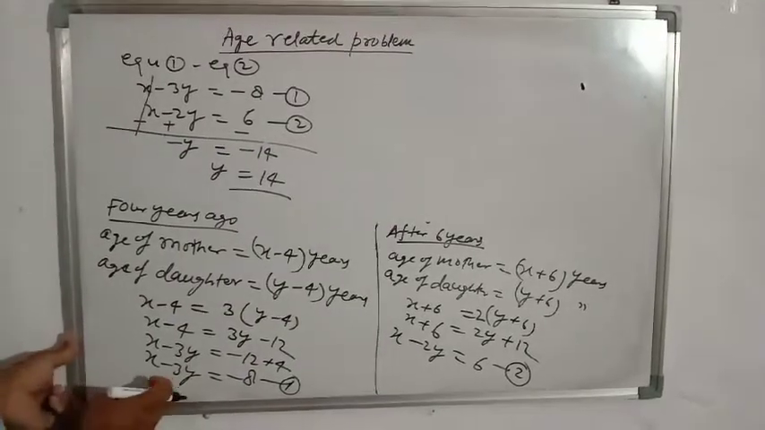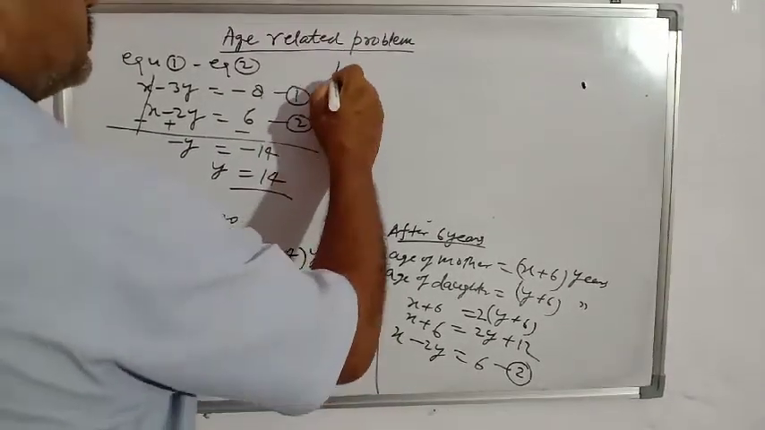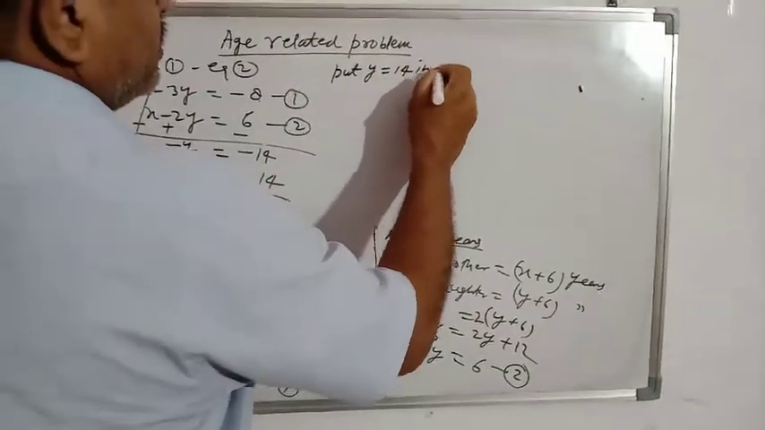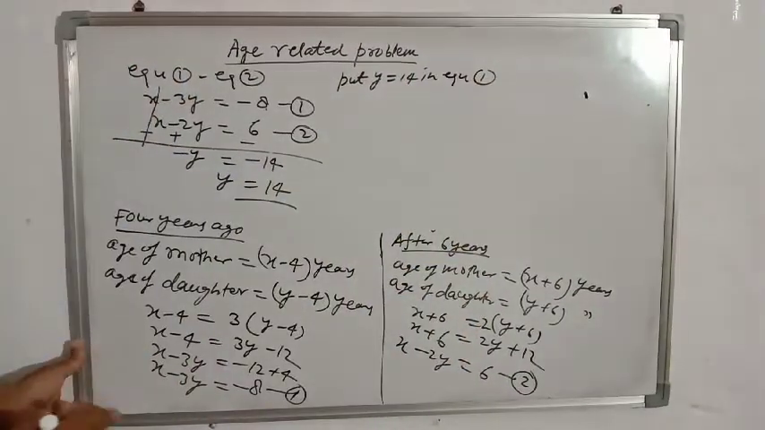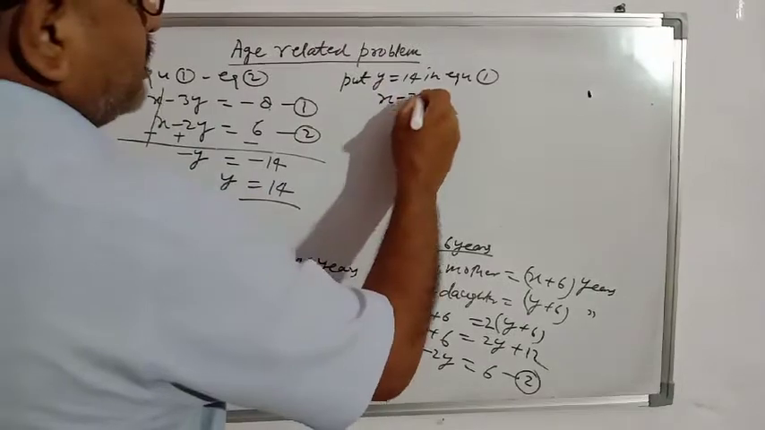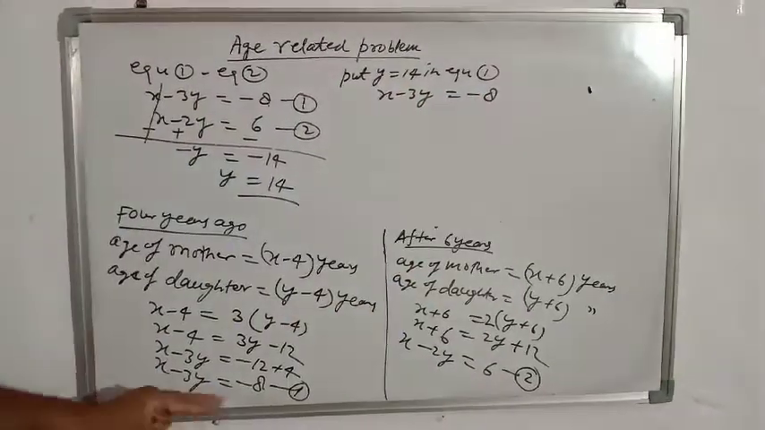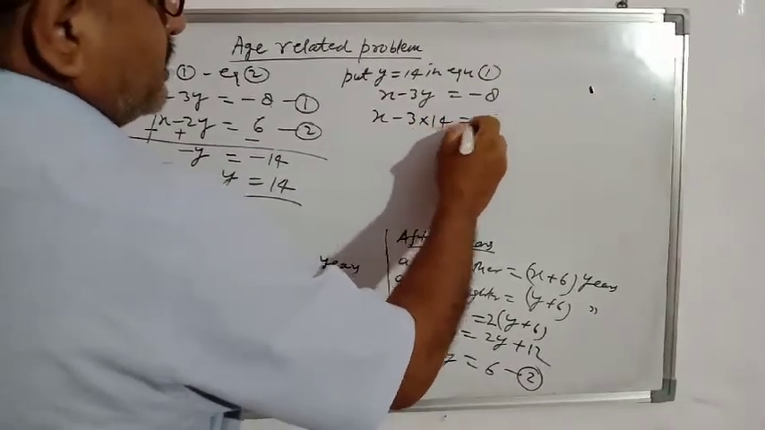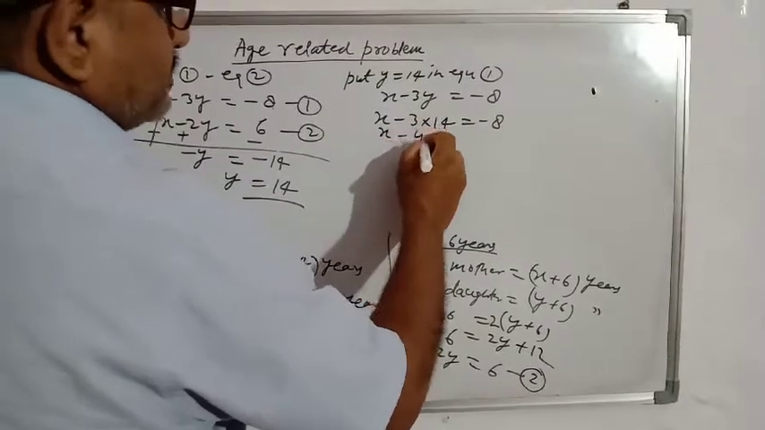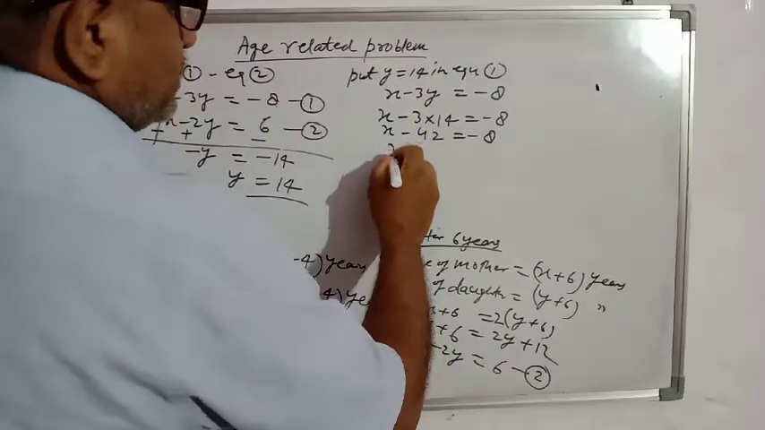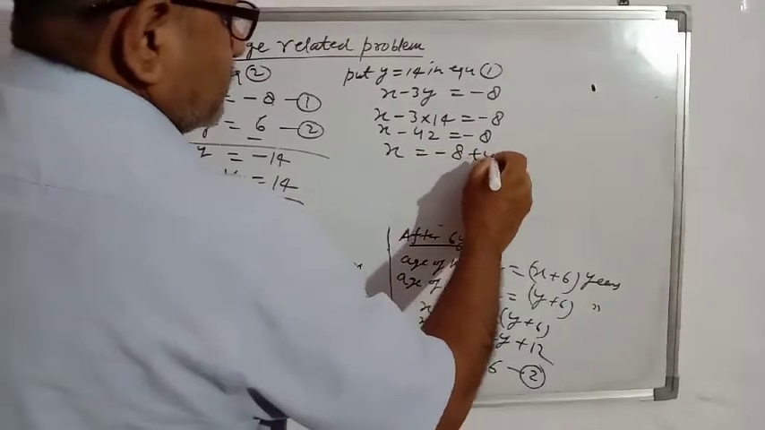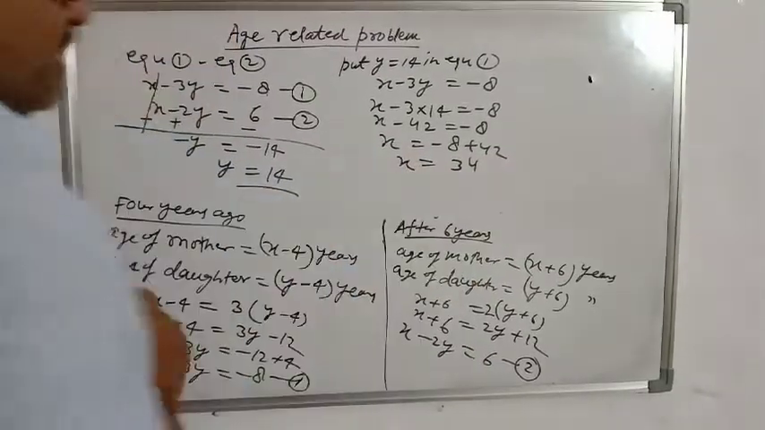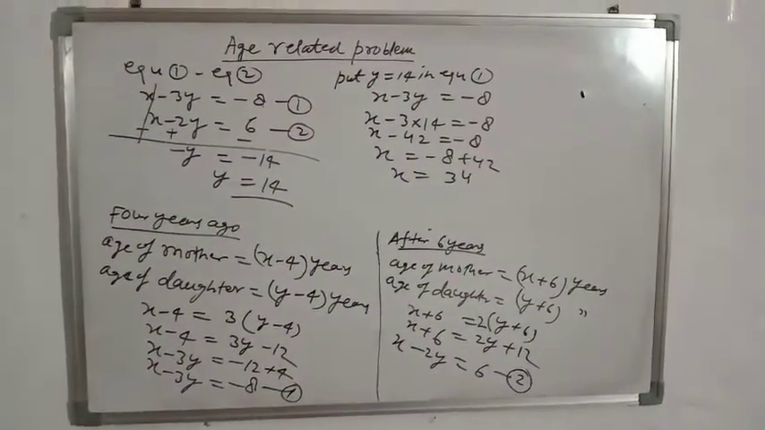Now we will put the value of y in equation number 1. Put y equal to 14 in equation 1. So x minus 3y is equal to minus 8. Write 14 here: x minus 3 times 14, 3 times 14 is 42, equals minus 8. So x is equal to minus 8 plus 42, which is 34. So the value of x is 34 and y is 14.